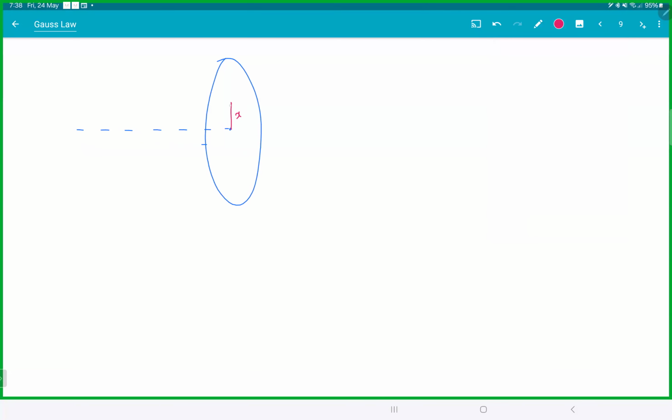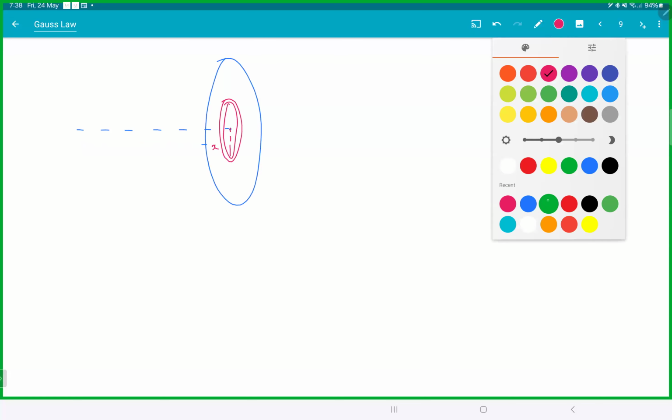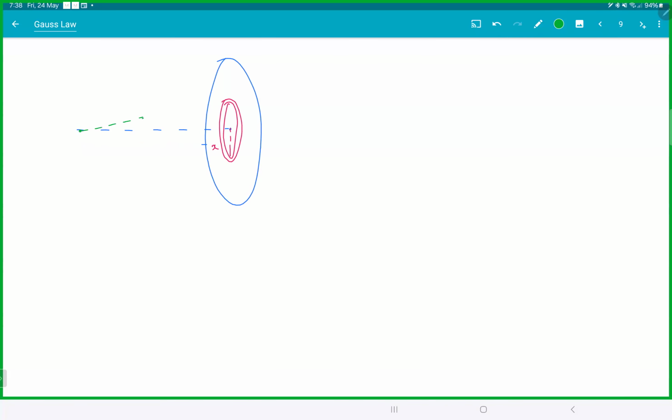At a distance x from center, take a thin ring of radius x and thickness dx. From this point charge, the field is going like this, E. For the ring, the area vector dA is going like this. If I take this angle as alpha, the small flux on the ring is field into area into cos alpha. This distance, whatever it is, you can take it as x. Let this be some d.